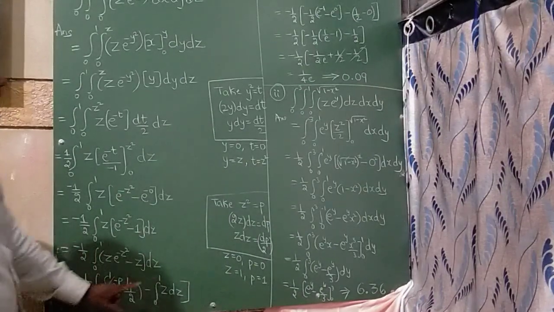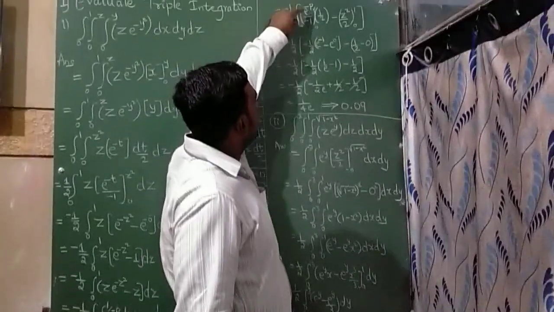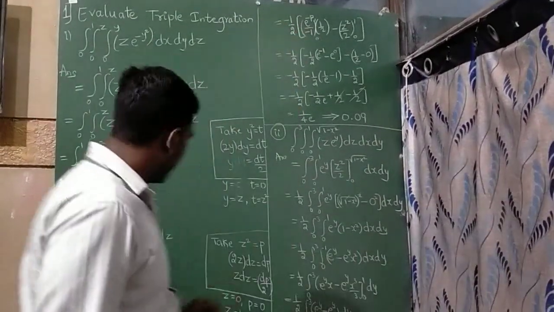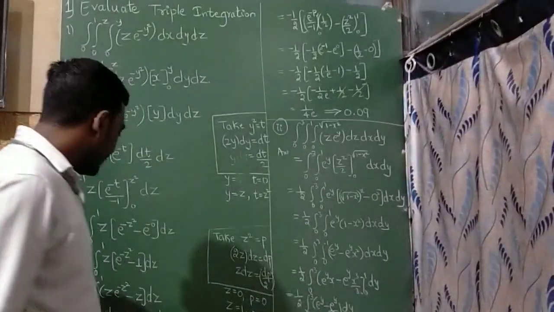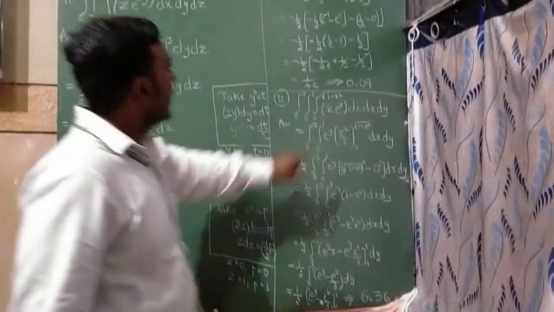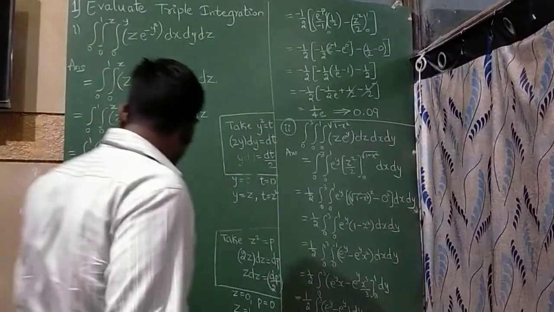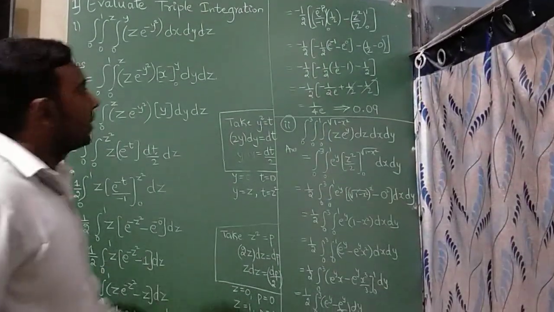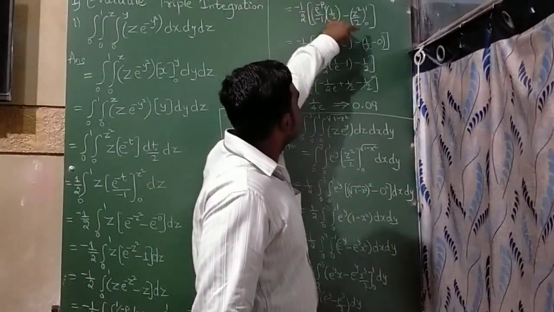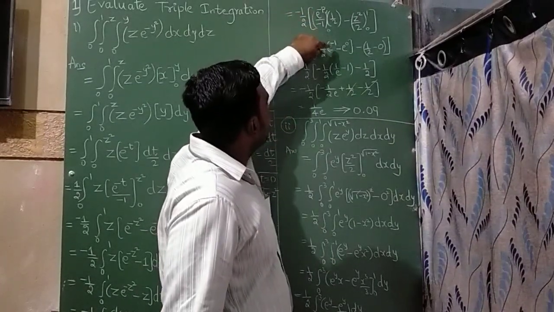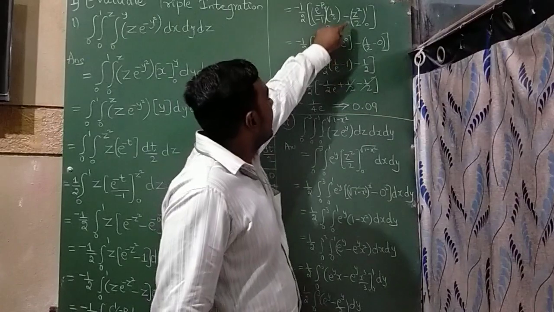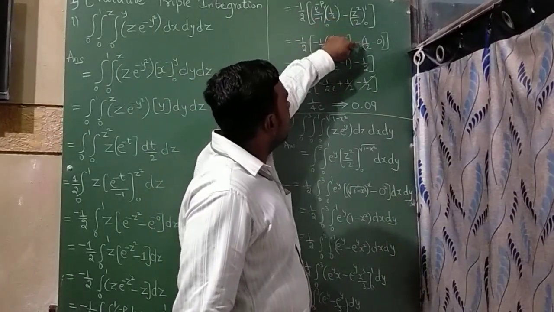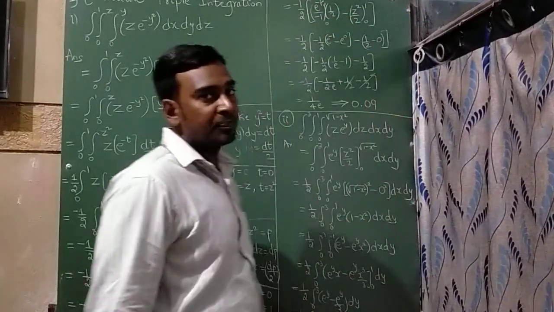If I integrate this, I will get e raised to minus p divided by minus 1. This 1 by 2 I have written from here. Now integrating z will become z square by 2. The range is 0 to 1. In place of p I am going to write 1, and in place of p again I am going to write a 0 here. And in place of z I am going to write a 1, and in place of z I am going to write a 0.